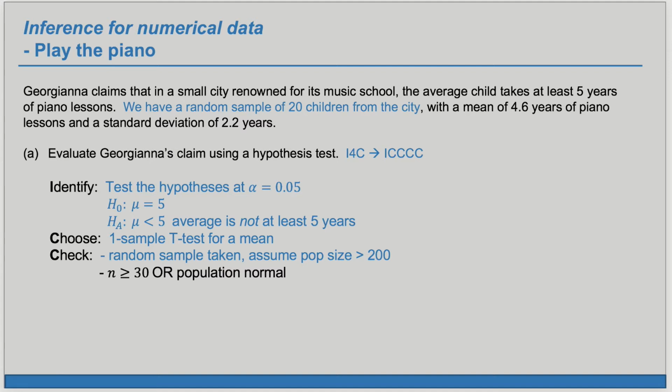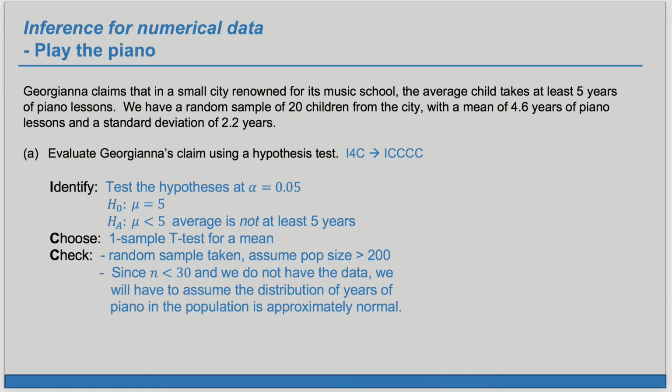Next, we should have n is at least 30, or the population distribution is normal. Our sample size is 20, so it's not large enough. So what we would want to do is look at the data to see if it's reasonable to think that the population is normal. Since we don't have the data, we'll have to assume that the distribution of years of piano in the population is approximately normal. And we make this explicit that our results are based on this assumption being true.